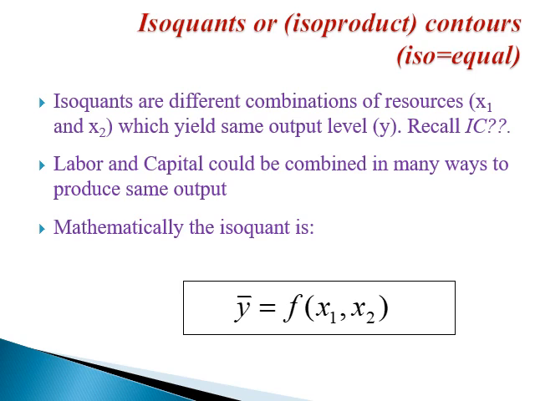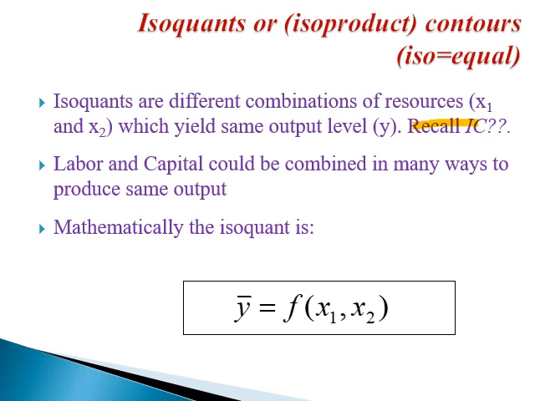Remember, in consumption theory, we were talking about what amount of commodity x1 and commodity x2 I can consume to get the same level of satisfaction or utility. So it is the same thing here. Isoquants, remember, we are talking about production theory. These are the smooth, continuous curves that show the different combinations of inputs x1 and x2 that can produce the same level of output. And that's why it says here, recall the indifference curve. It means that you remember the indifference curve, which I just explained a moment ago.